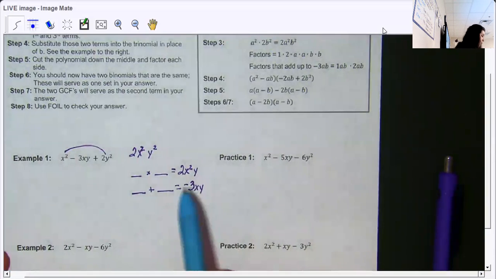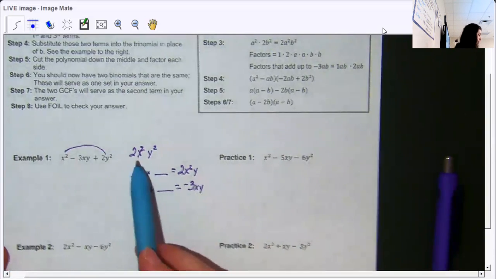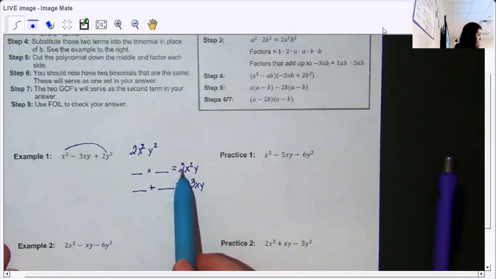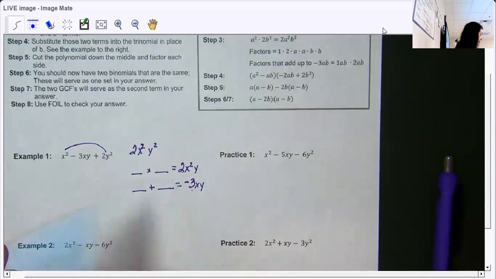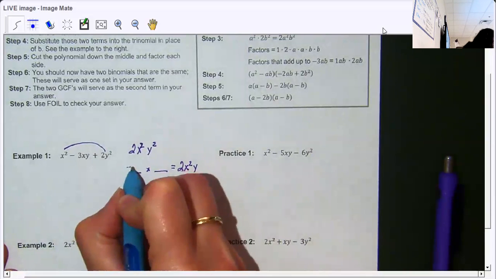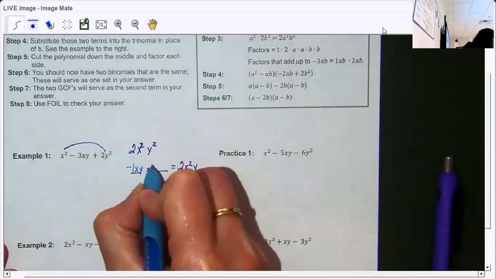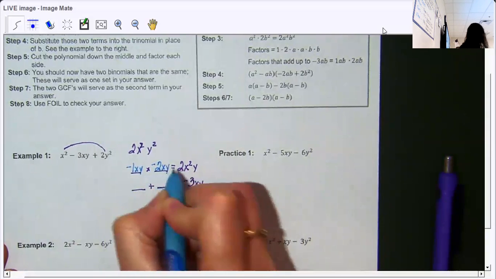So does anyone know what factors equal a 2, but then will also, when you add them, equal a negative 3? Eli. Negative 1 and negative 2. So negative 1xy and negative 2xy.